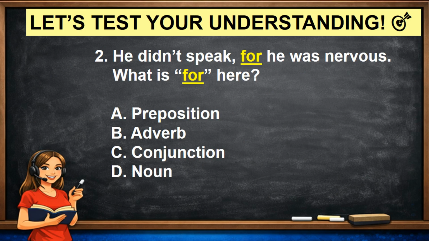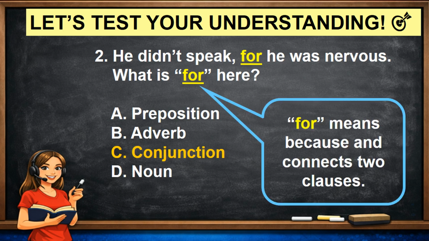Question 2. He didn't speak for he was nervous. What is for here? A. Preposition. B. Adverb. C. Conjunction. D. Noun. Perfect! The correct answer is C. Conjunction. Explanation. For means because and connects 2 clauses.